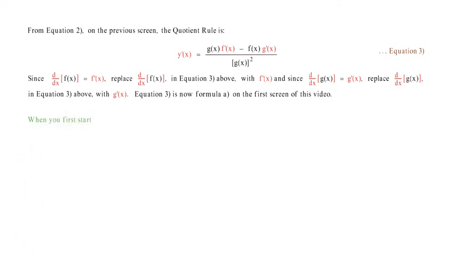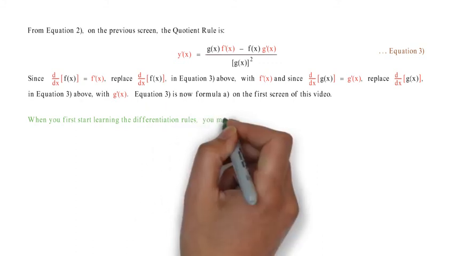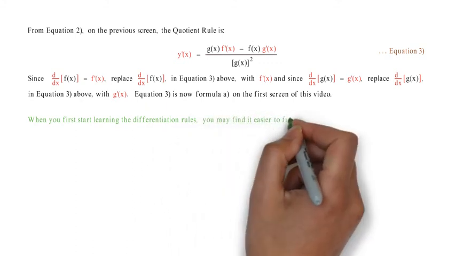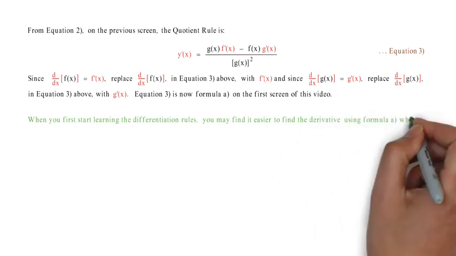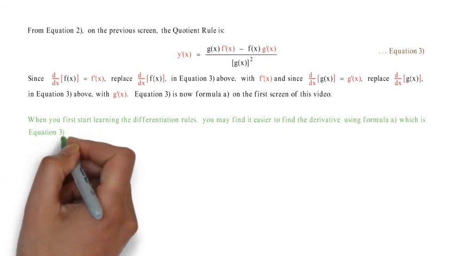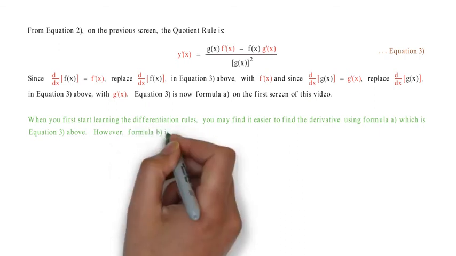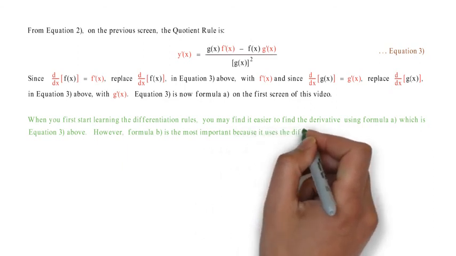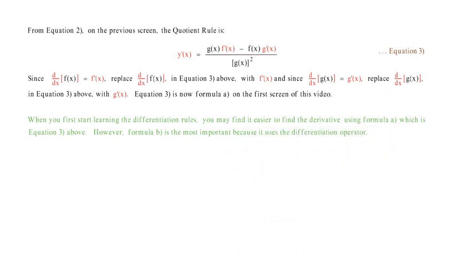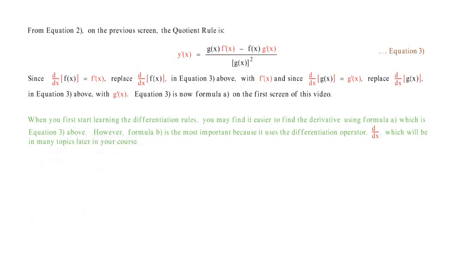When you first start learning the differentiation rules, you may find it easier to find the derivative using formula A, which is equation 3 above. However, formula B is the most important because it uses the differentiation operator d dx, which will be in many topics later in your course.